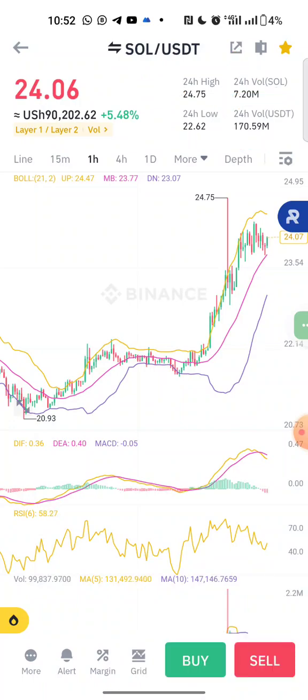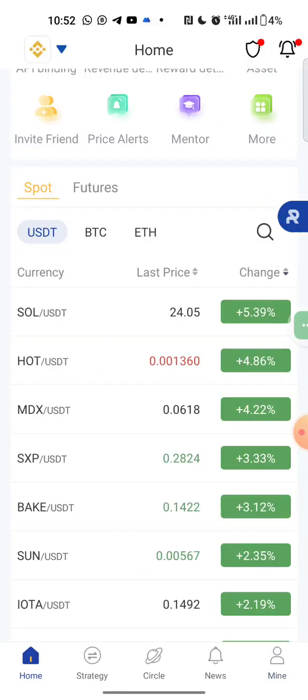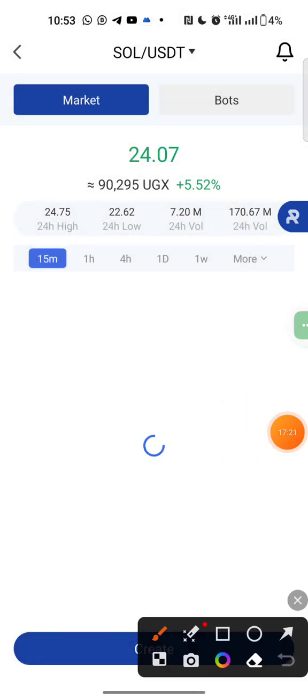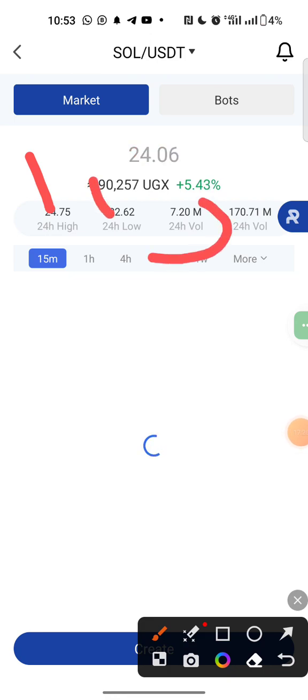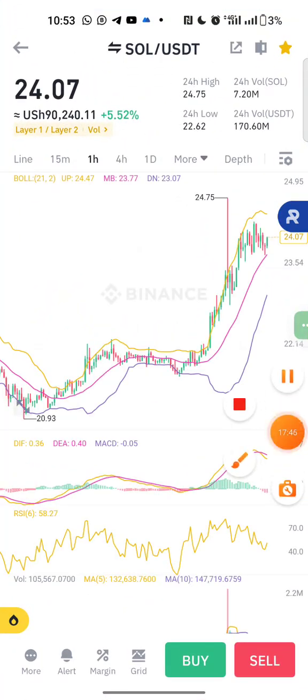Let's now go to Royalq so that you can also get this aspect in your Royalq application. We're going to tap on Solana, and it is the same data. This is the 24-hour high, the 24-hour low, this 724 million. I'm talking about Solana coins. All right. Then we have the coins that have been bought. Okay. Then we have 170 million dollars that have been invested. Let's now go back to Binance.